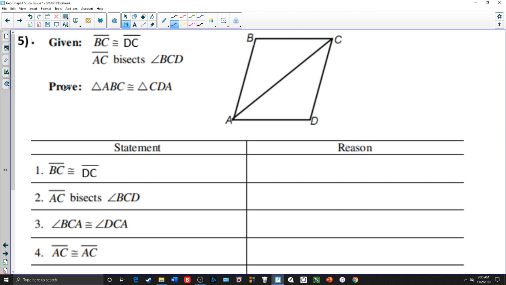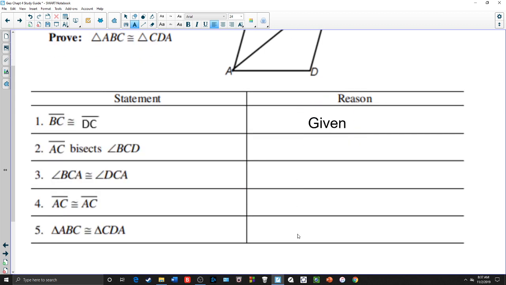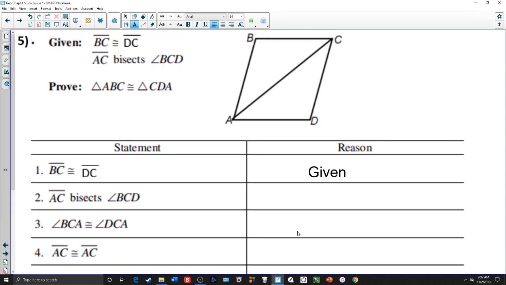So similar kind of picture, but now we have all the statements, we want all the reasons. Okay, so we're going to kind of go back and forth here. Well, we know that our first reason is always given, and our last reason all the way down here is going to be either angle, angle, side, side, angle, side, angle, side, angle. So it's going to be one of the five that we start with. Okay? So let's first figure out these reasons here, and then we can figure out our last proof statement.